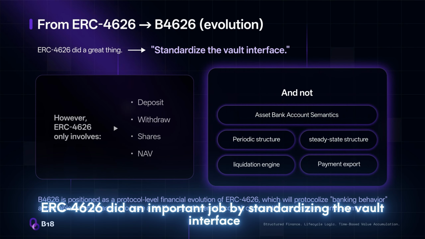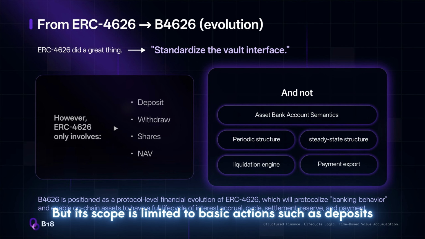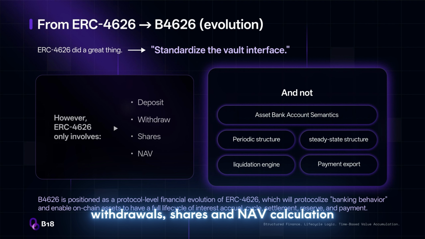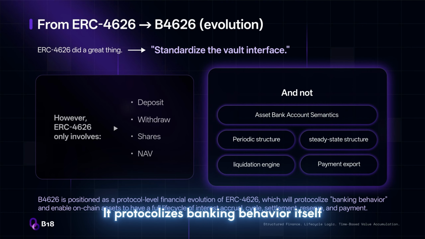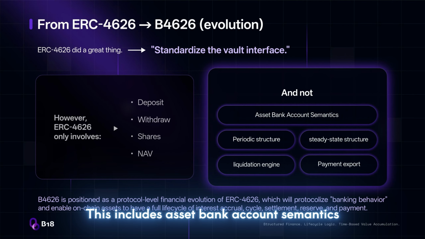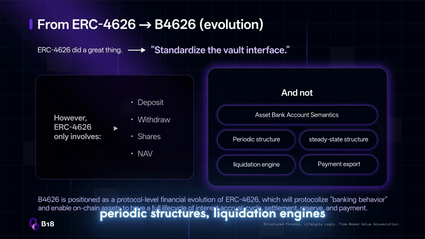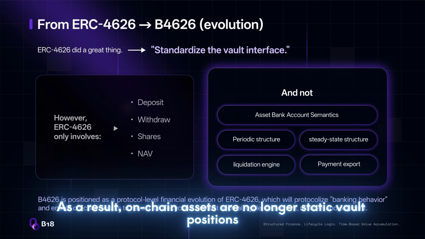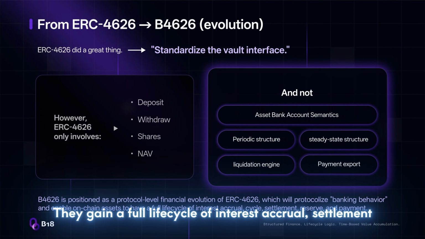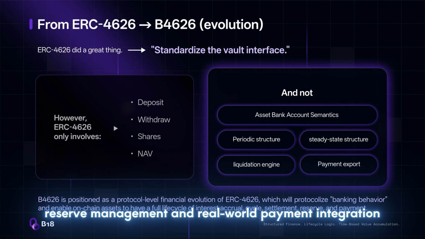ERC4626 did an important job by standardizing the vault interface, but its scope is limited to basic actions such as deposits, withdrawals, shares, and NAV calculation. B4626 goes beyond interface standardization. It protocolizes banking behavior itself. This includes ASEP, bank account semantics, periodic structures, liquidation engines, steady-state treasury design, and payment export capabilities. As a result, on-chain assets are no longer static vault positions. They gain a full life cycle of interest accrual, settlement, reserve management, and real-world payment integration.